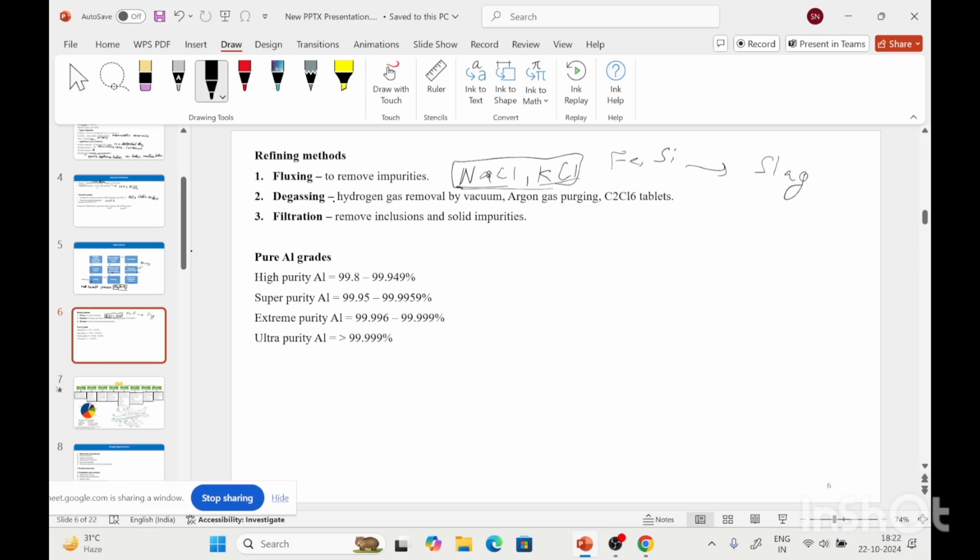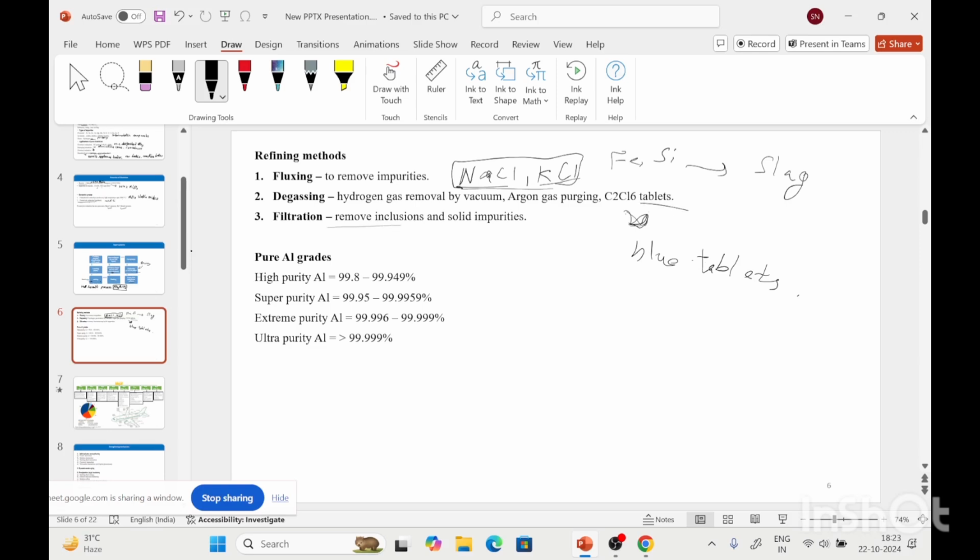Then degassing is done to remove the hydrogen gas. Degassing is generally done by vacuum, argon gas purging, and the adding of C2Cl6 tablets. The C2Cl6 tablets are also known as blue tablets. They react with the gases present in the liquid metal and remove the impurities and gases from the liquid metal.